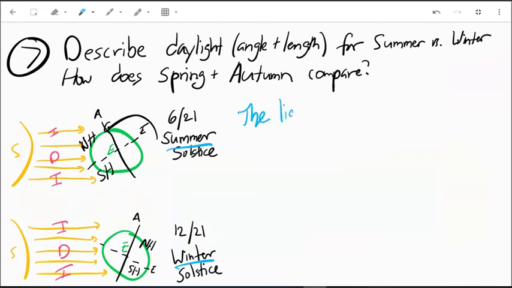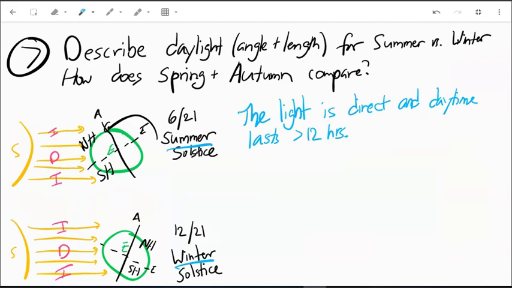The light is direct, and daytime lasts more than or greater than 12 hours. That makes more thermal energy. That makes for a warmer temperature over several days.